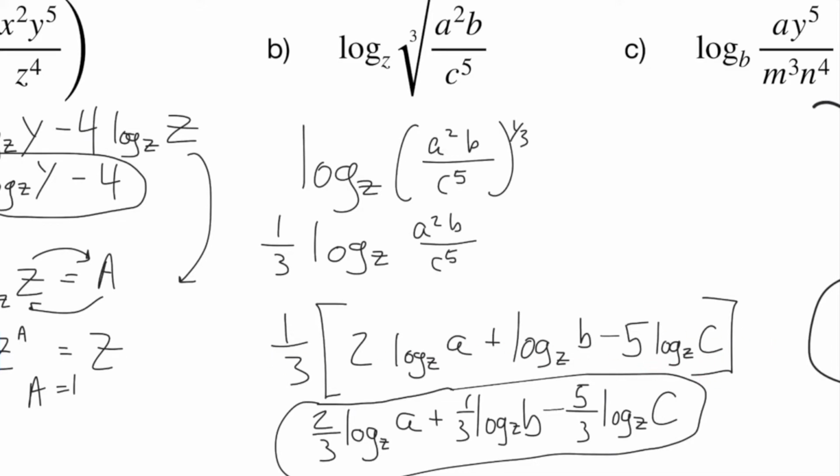If you want to distribute the 1/3 to all of these, which you could have done as a first step, coincidentally, you could have said this is a to the 2/3, b to the 1/3, c to the 5/3. But it comes out here as well. 2/3, 1/3, minus 5/3. That's what the answer is.